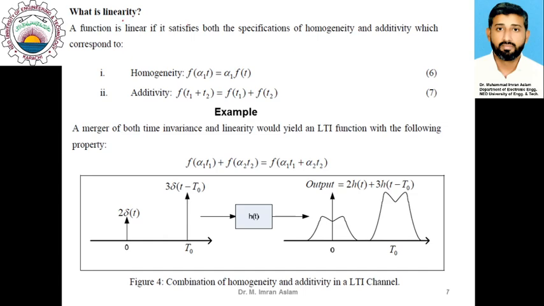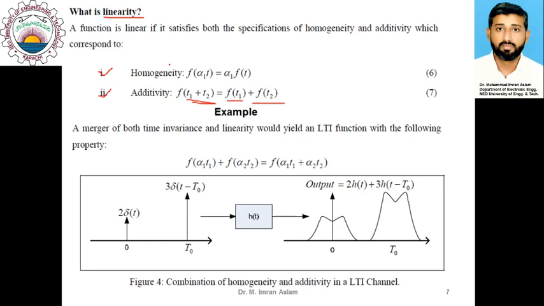Okay, second thing, what is linearity? We discussed time invariance, and second, linearity. Whenever we refer to linearity, we are referring to two properties. One is called homogeneity and the second is called additivity. Additivity means if we add two inputs, the output will be the sum of the two outputs. So it's actually the sum of two different outputs.